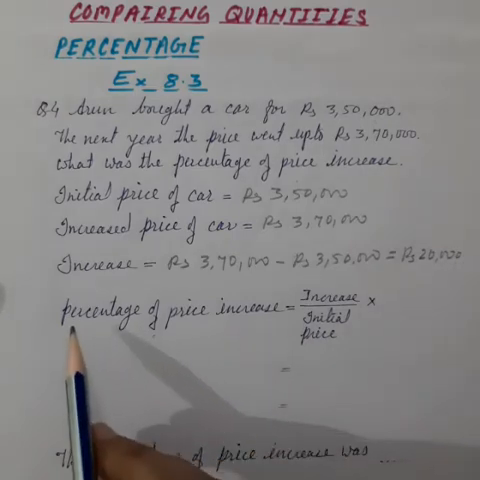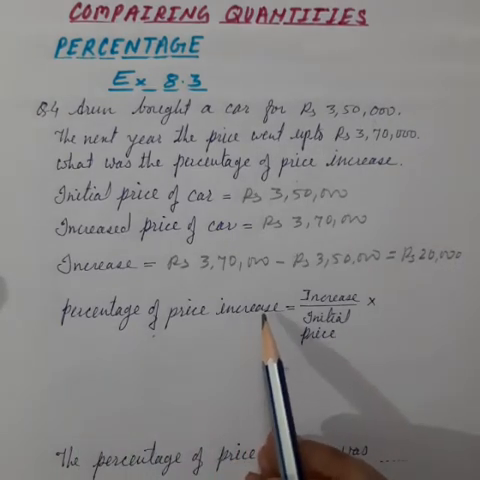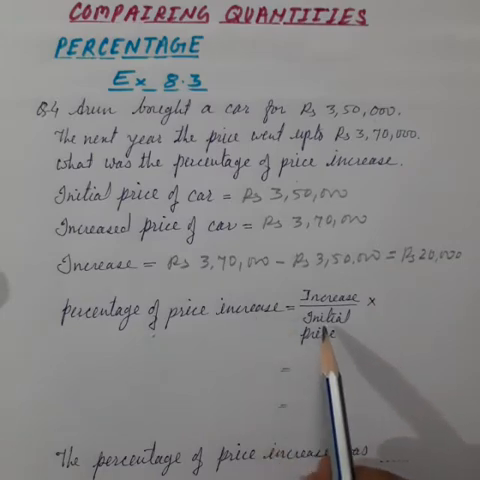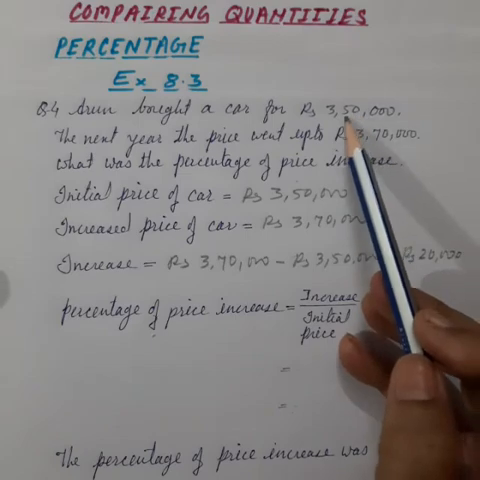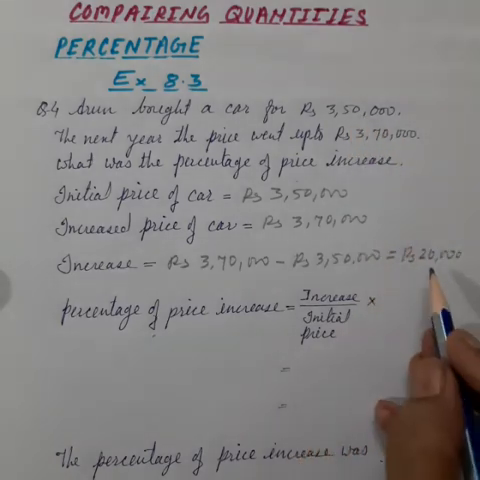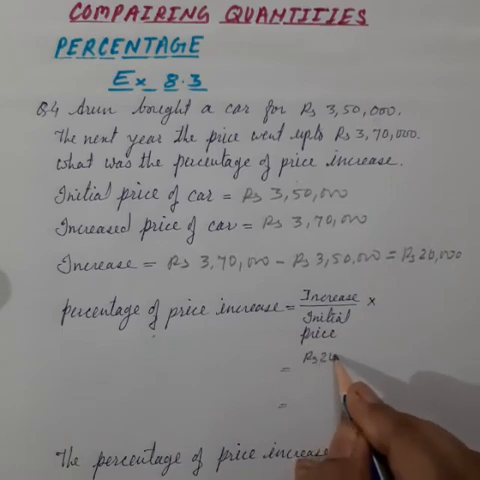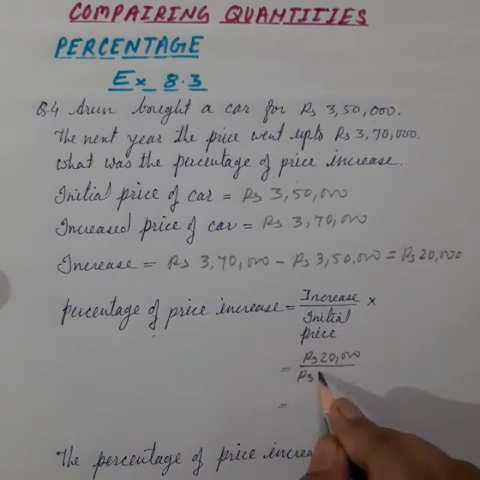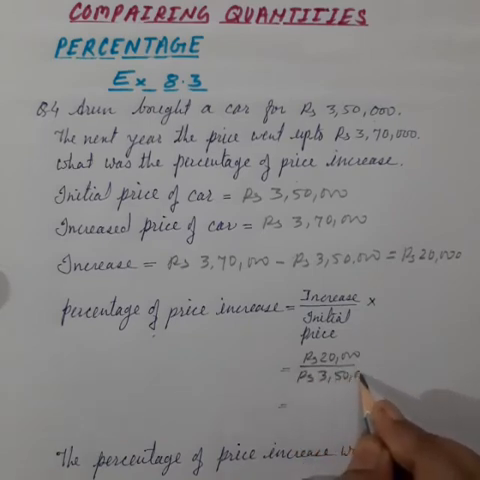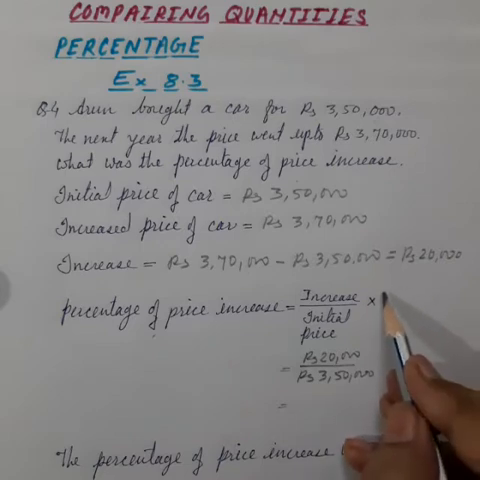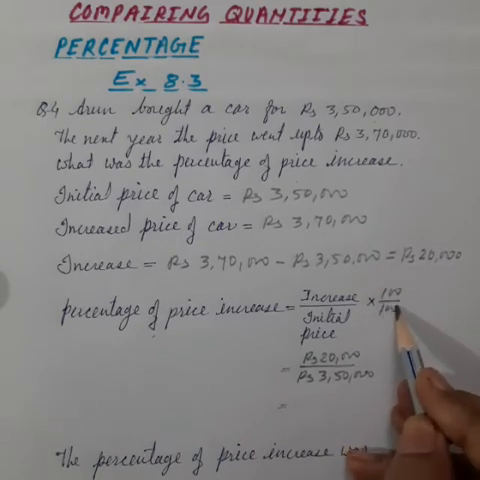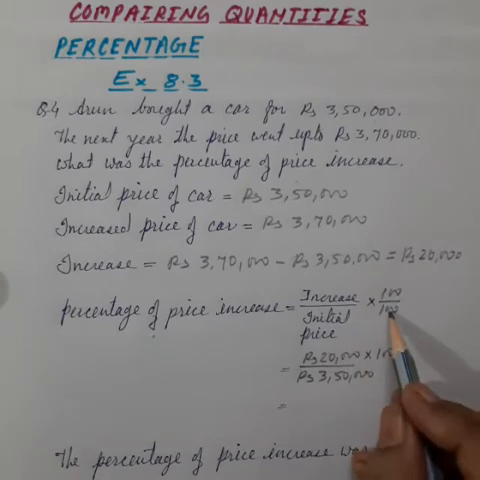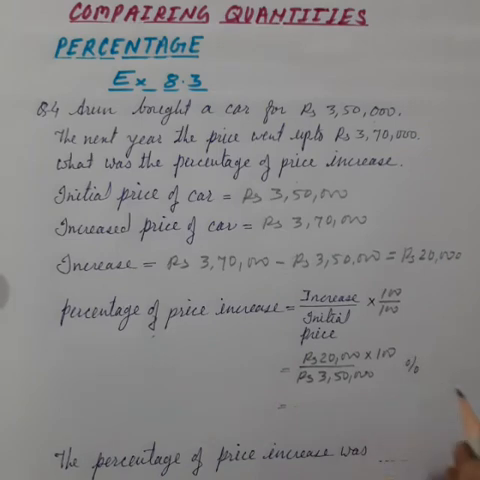And always the percentage of price increase, any increase or decrease, is calculated on the original one. Here the original is 3 lakhs 50,000 rupees and the increase is rupees 20,000. This increase is on the original rupees 3 lakhs and 50,000. And to find out the percentage, we have to multiply by 100. Multiply this numerator by this 100, and for this 100 in the denominator, give the percent sign.